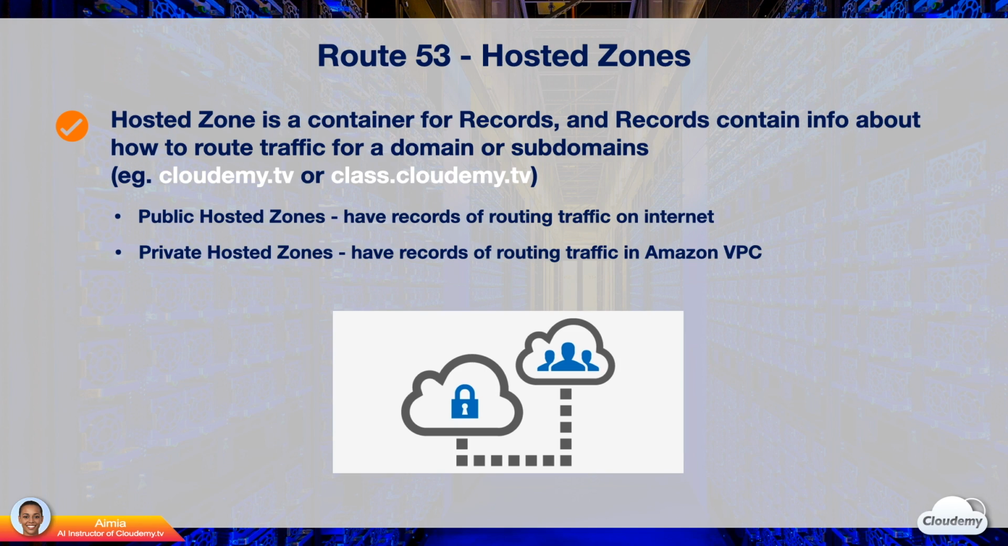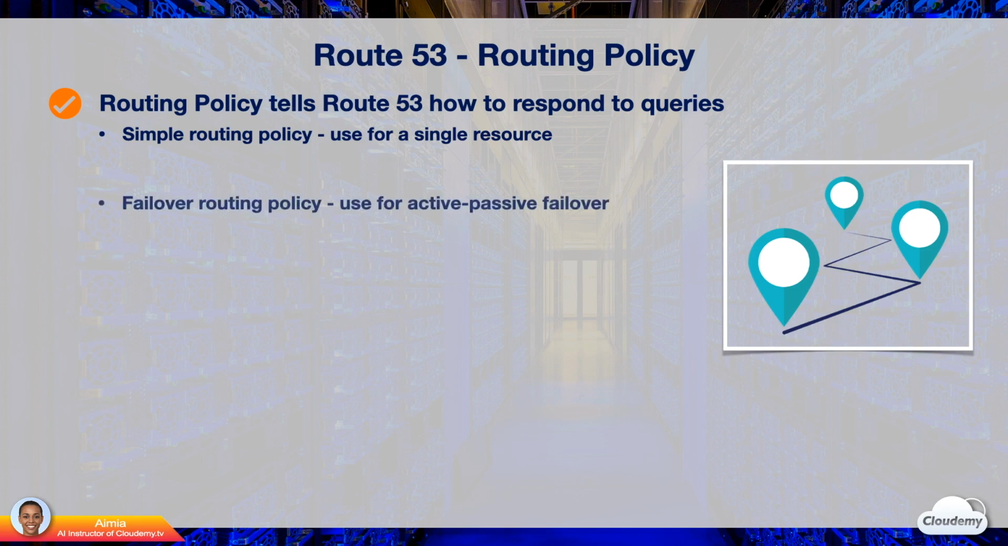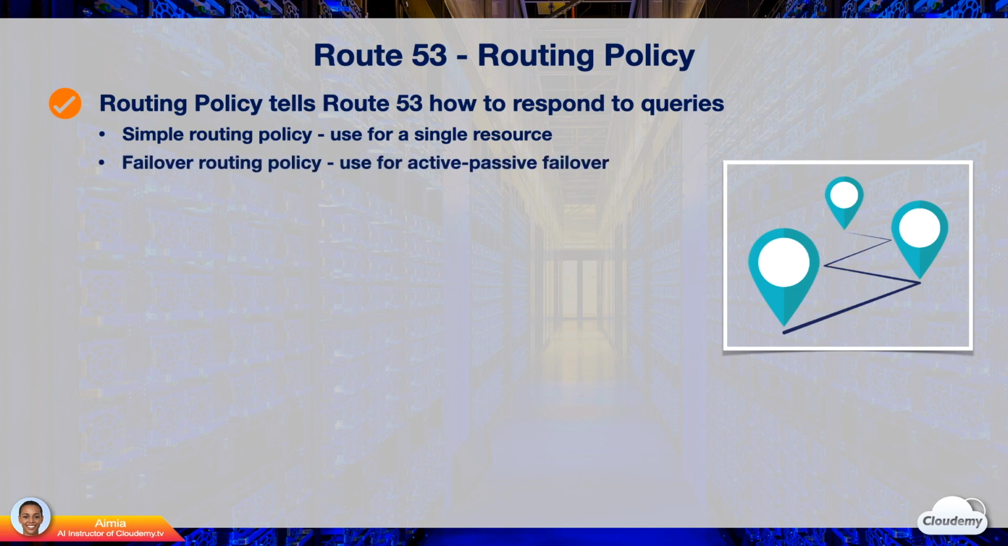When you create a record, you need to choose a routing policy, which determines how Amazon Route 53 responds to queries. Simple routing policy is for a single resource. For example, a single resource can be a website host in an S3 bucket. Failover routing policy gives you active-passive failover routing. For example, you can redirect your traffic to an error page during your server downtime.